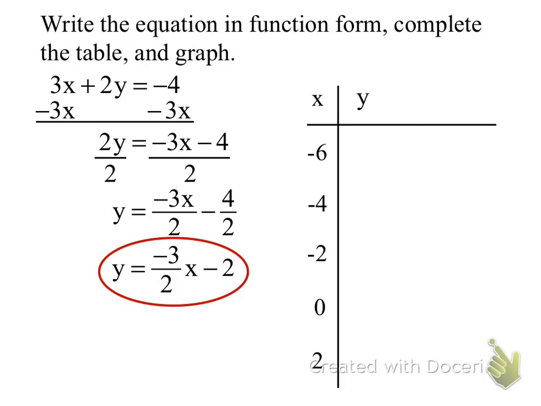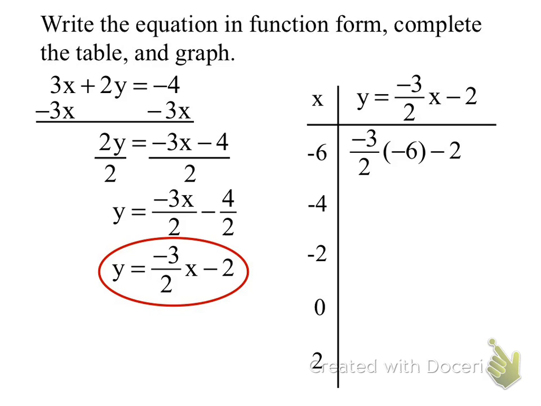Now, why did I pick negative 6, negative 4, negative 2, 0, and 2? I haven't seen any girls raising their hands. Thank you. Except for Nicole. Sarah. Because they're all multiples of the denominator 2. Right. When you have a fraction for your slope, the number in front of the x, I want you to pick multiples of the denominator. And this is what's going to happen if I do that.